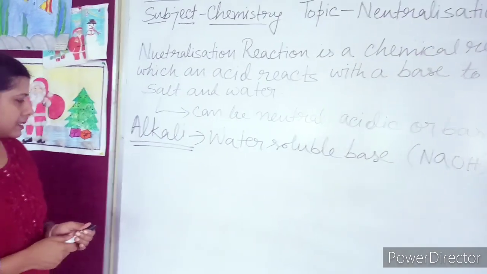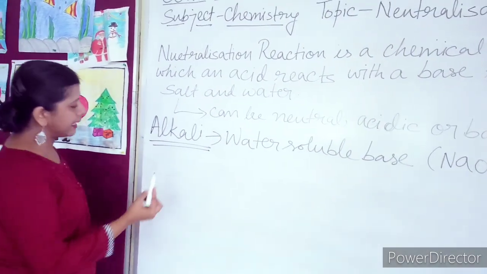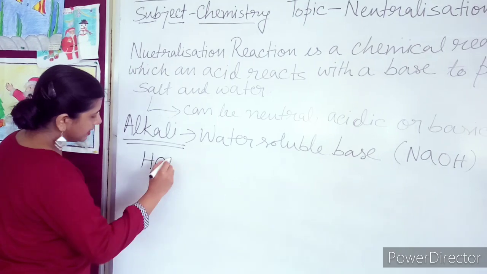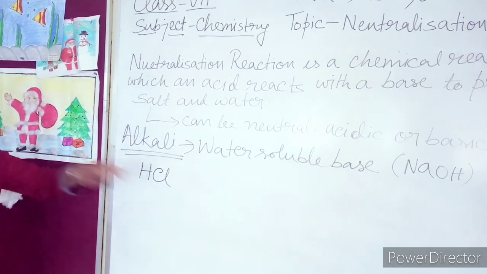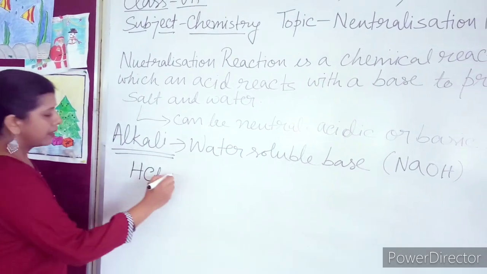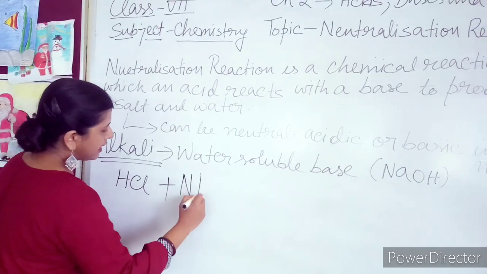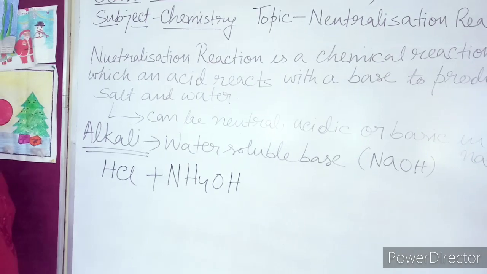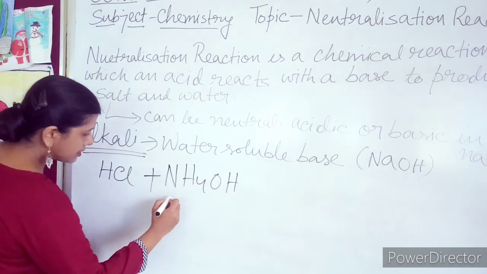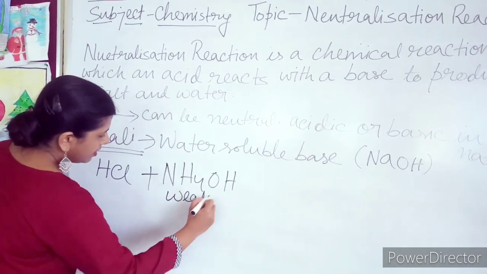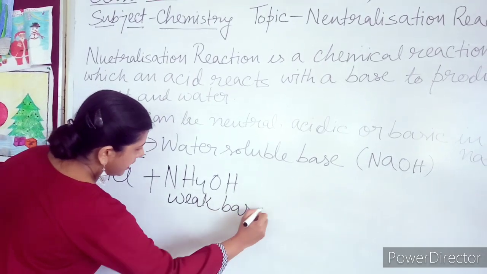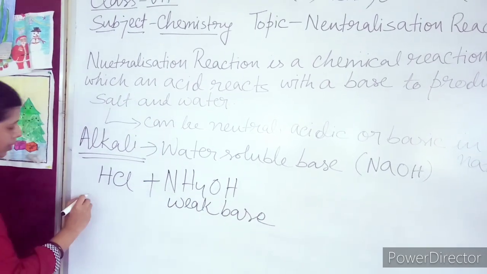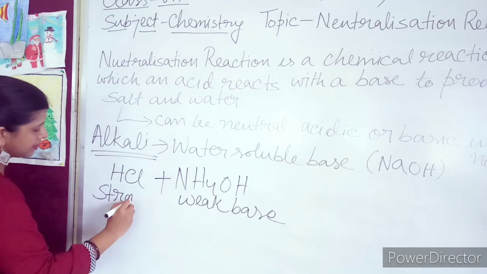One example is, I can take the acid as HCl. This is a strong acid. Now, base I am taking as ammonium hydroxide. Ammonium hydroxide is the base. This one is weak base. And this one is strong acid.